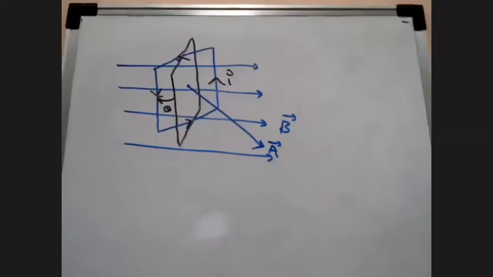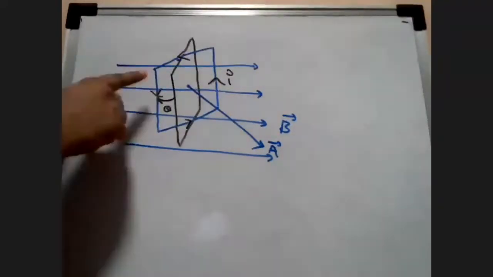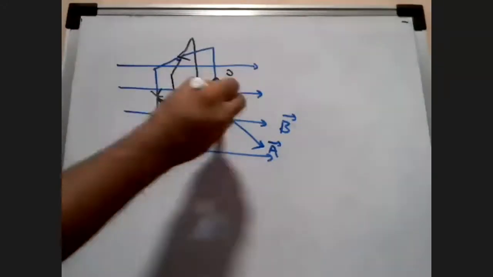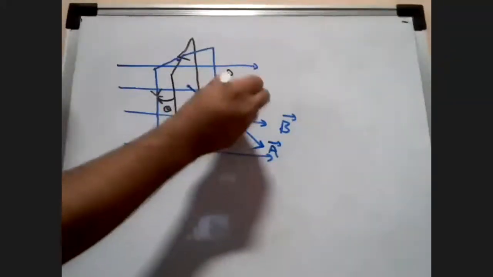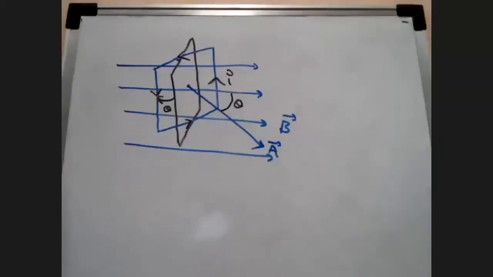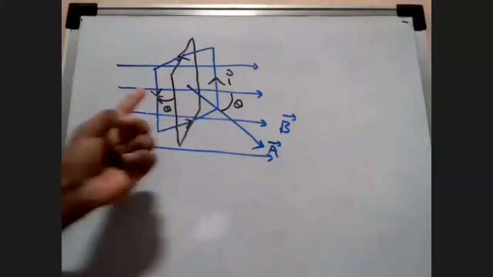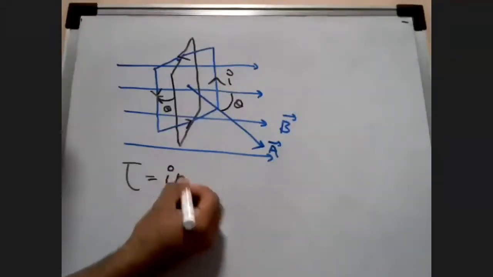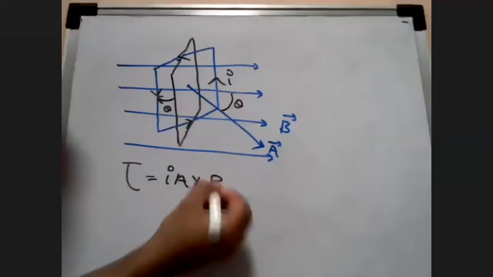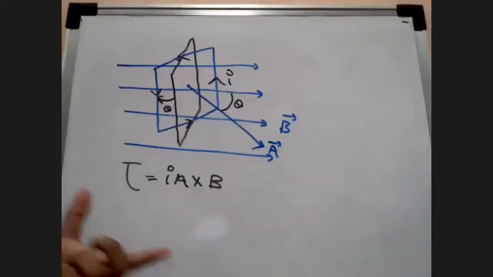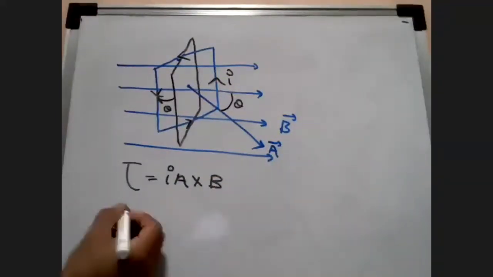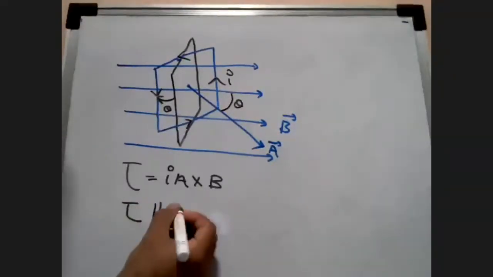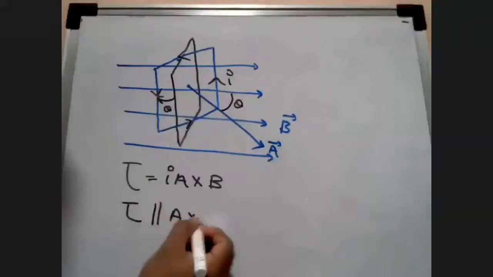But students, where is my magnetic field? My magnetic field is in the x-axis direction. Yes or no? So can you see that there is an angle between the area vector and the magnetic field? We know that torque is I A cross B. But what will be the direction of torque? Always remember, torque will always have a direction parallel to A cross B.